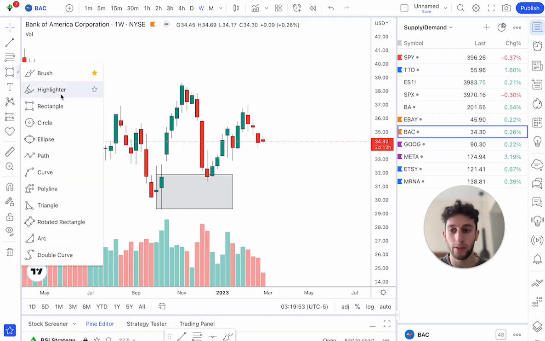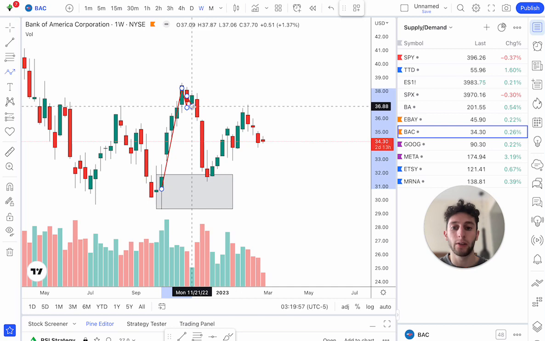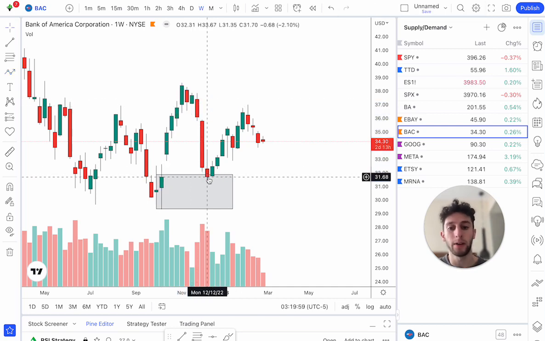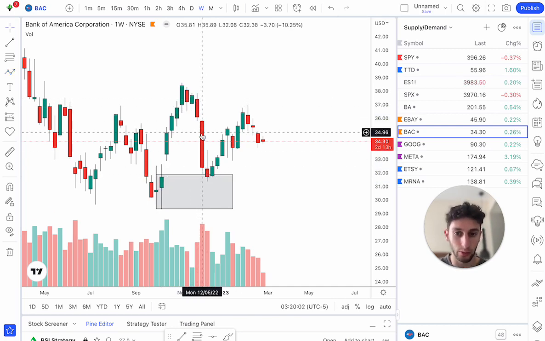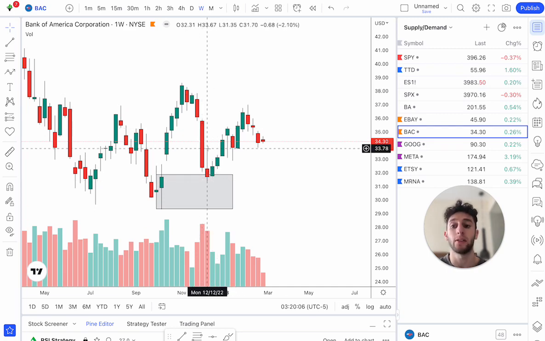Again, it's the same thing, right? Price makes a move up. We have a few candles of consolidation. We have this fast move lower, right? How do we know it's fast? Well, in 2 weeks, we went from $37 down to $32 in BAC, which is a pretty fast move for 2 weeks on Bank of America, right?